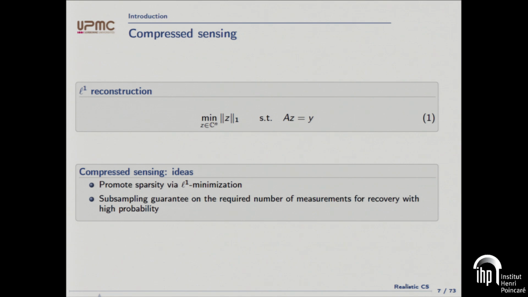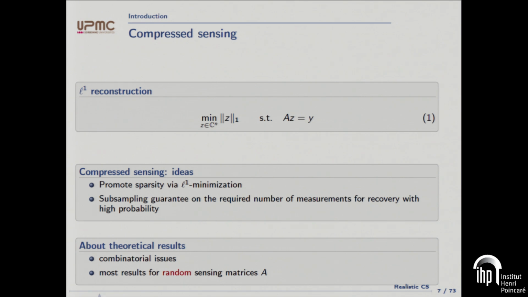Okay, so you already know that in compressed sensing, we are promoting sparsity using an L1 minimization problem, okay? And we are interested in theoretical guarantees on the required number of measurements, meaning the number of rows in A, or the length of y, if you prefer, to have exact recovery or stable and robust recovery of our signal.